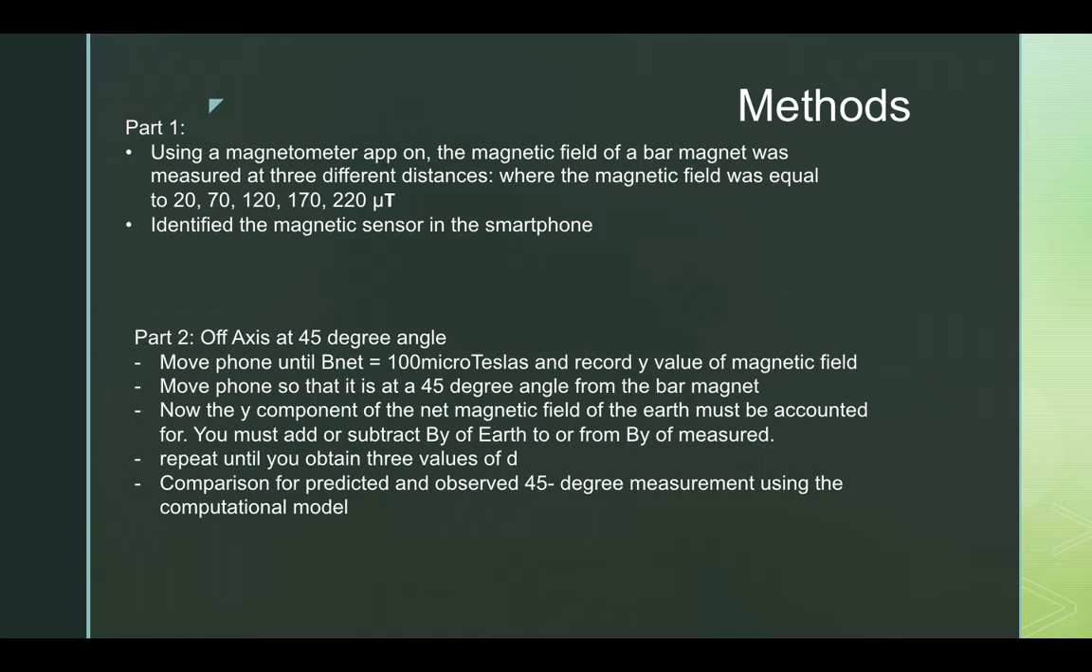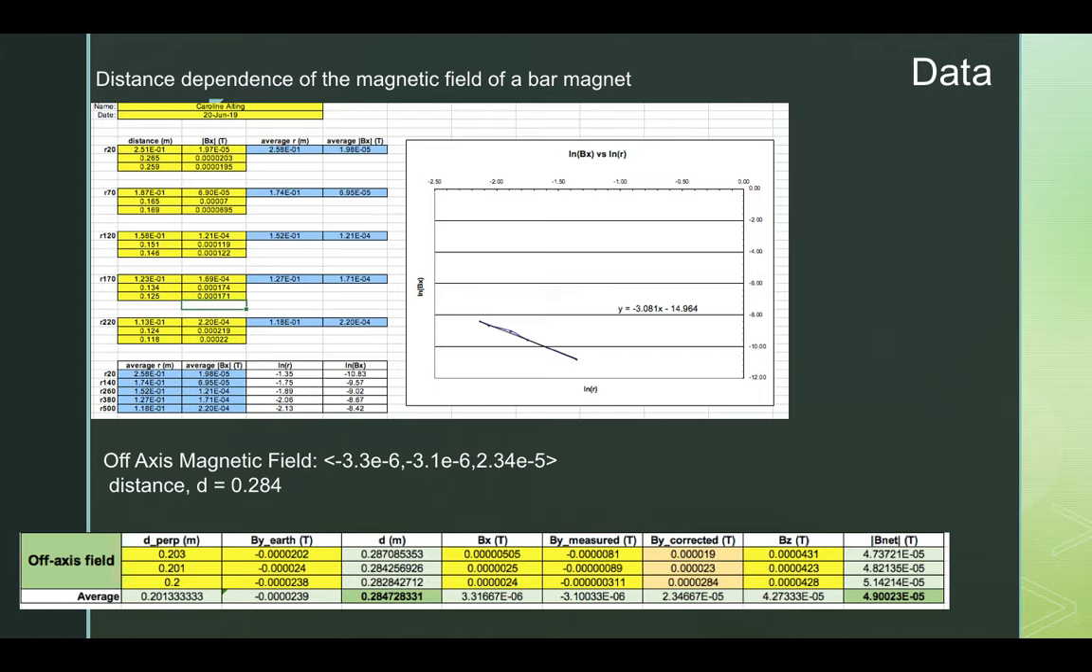And then for part 2, we found the off-axis at a 45-degree angle magnetic field, and this was done by moving the phone until the magnetic field was equal to 100 microteslas, and then we moved the phone to a 45-degree angle to find the magnetic field. And we used a computational model to compare the predicted and observed 45-degree measurement using GlowScript. So this is my data that I put in the spreadsheet.